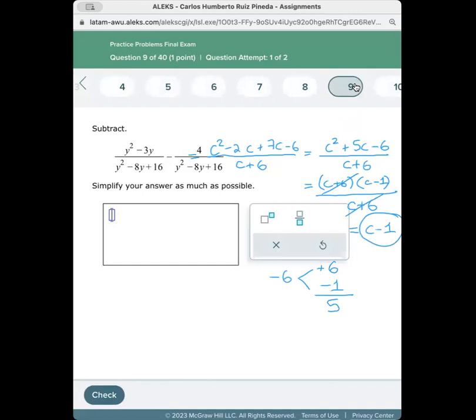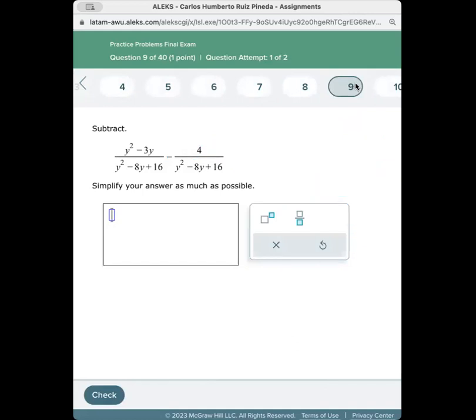We are pretty much doing the same thing. We have in the denominator y squared minus 8y plus 16, because it's our common denominator. And in the numerator, we get y squared minus 3y minus 4. Here we have a minus. And then we're going to factor out whatever we can.